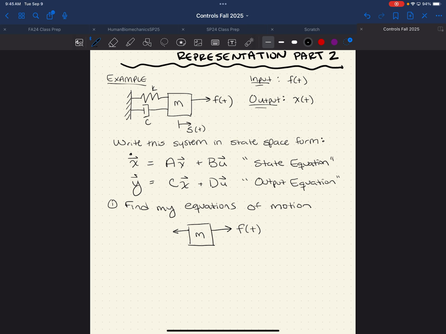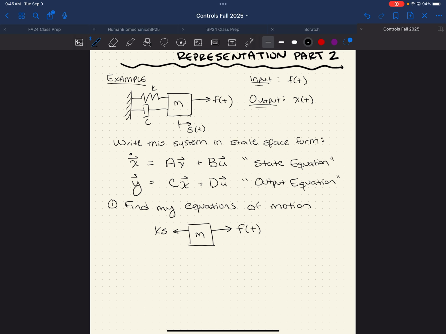So if we pull it to the right in the direction of positive displacement, positive S, that spring is going to want to pull it back. Okay, so it needs to have a force going back to its original position. And what is that force equal to? Ks, right? Because it's equal to the displacement.